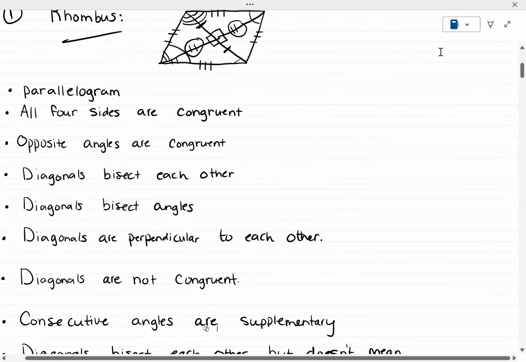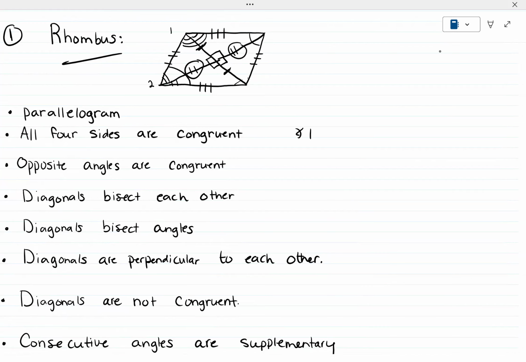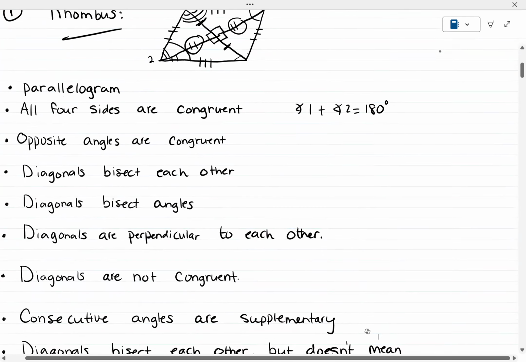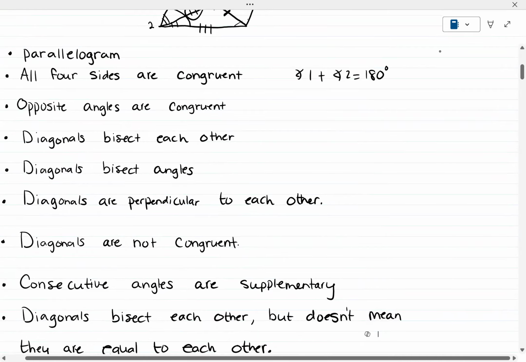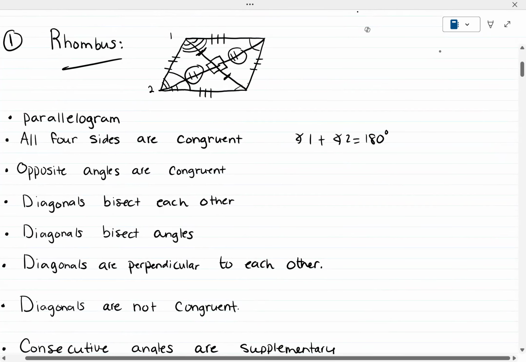Consecutive angles are supplementary. What does that mean? It means that if you take this angle, call it angle one, and this angle, call it angle two, angle one plus angle two is 180 degrees. Diagonals bisect each other, but that doesn't mean they are equal to each other. In other parallelograms, the diagonals are equal to each other, but in a rhombus, the diagonals aren't equal. They're not equal to each other, but they do form 90 degrees.